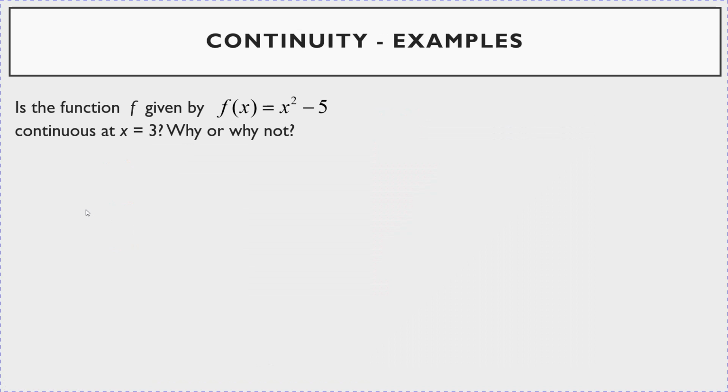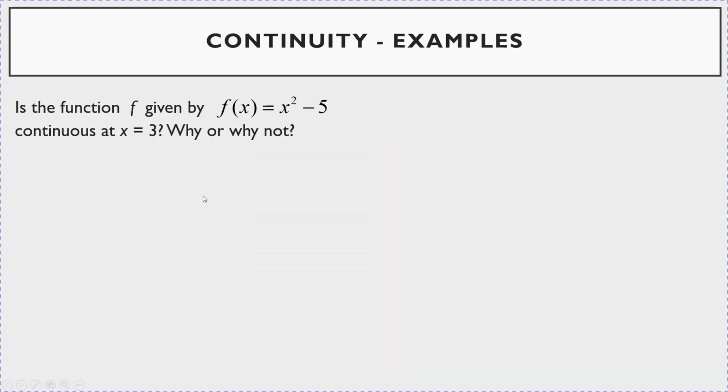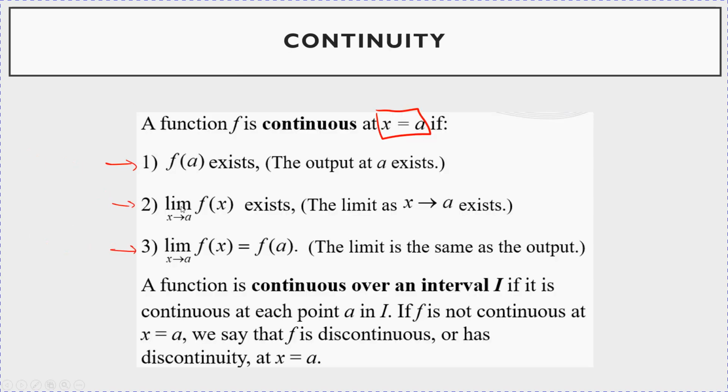So the first one: we have this function f of x is equal to x squared minus 5. Is it continuous at x is equal to 3? Why or why not? Well, it needs to meet all three of these conditions. So the first one, does f of 3 exist? Yes. f of 3 is just equal to 3 squared minus 5, which is 9 minus 5, which is 4.